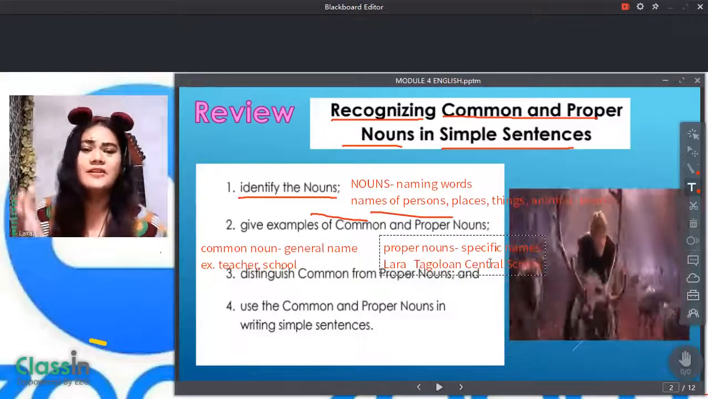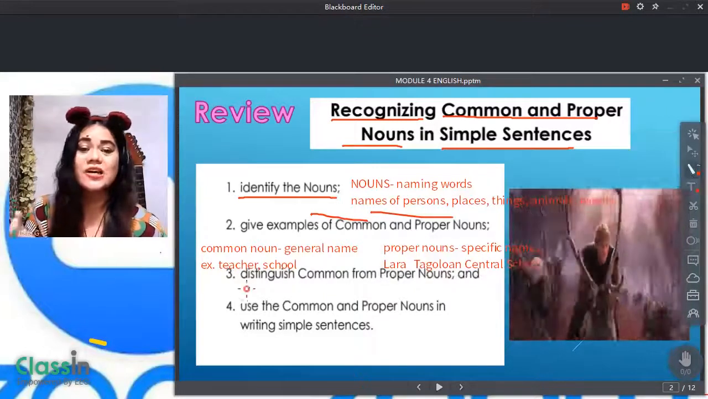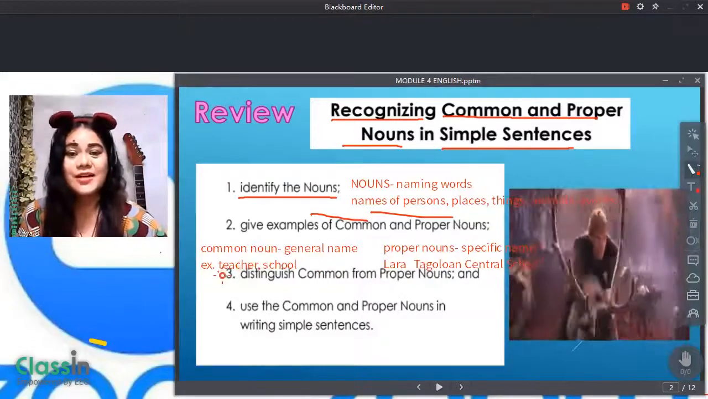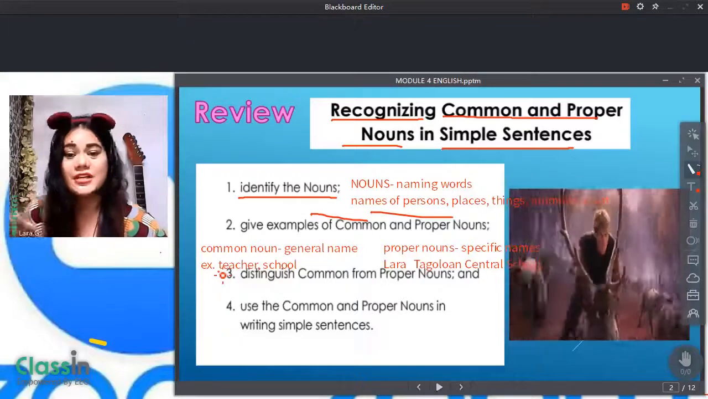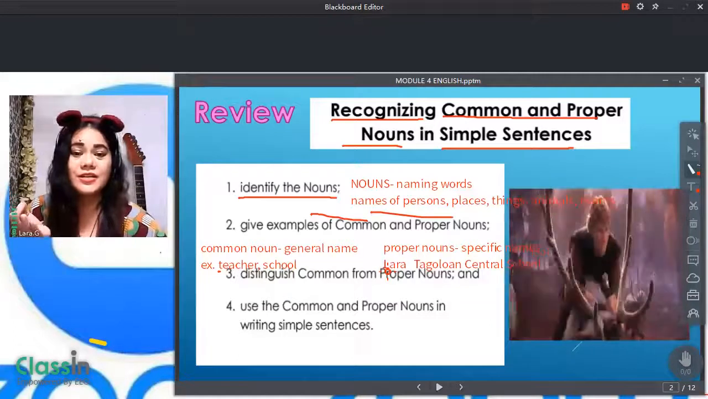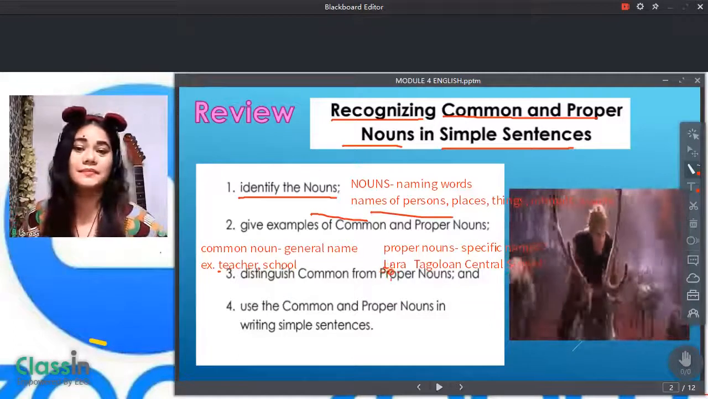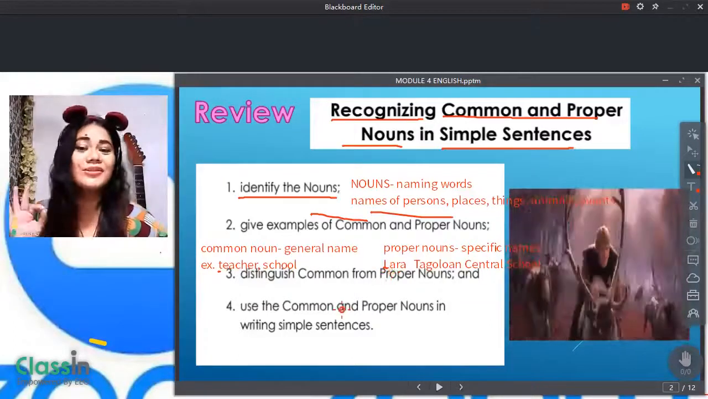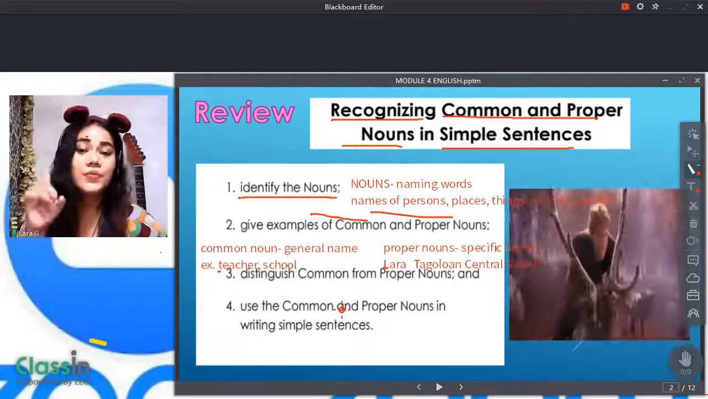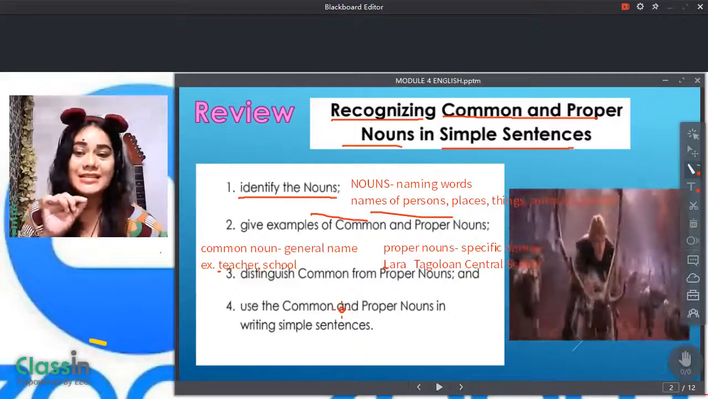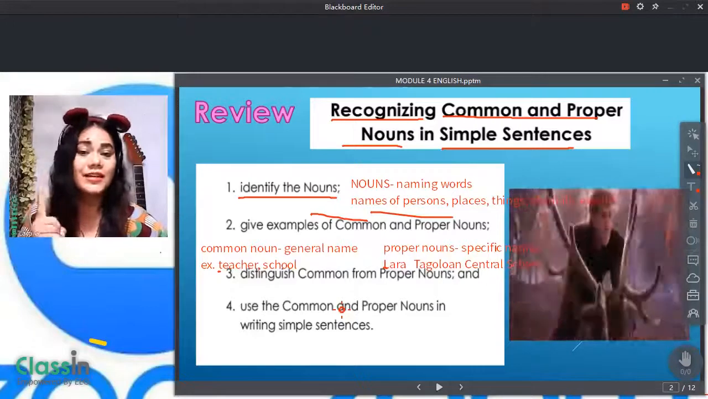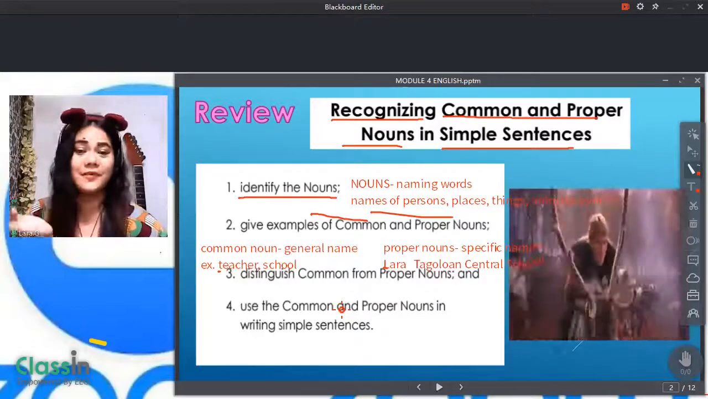Because of that, you can easily distinguish common from proper. If it is written in a small letter, then it's common. If it's written in a big letter, then it is proper. But you need to pay attention to this exception: if it is the first word of the sentence, even if it is not proper, it is written in a capital letter, but that doesn't mean it's a proper noun.